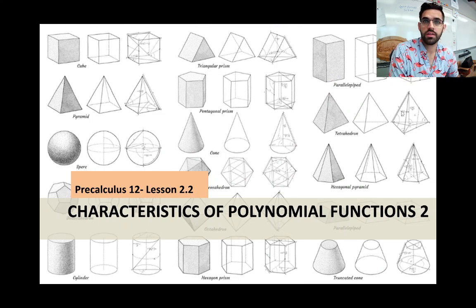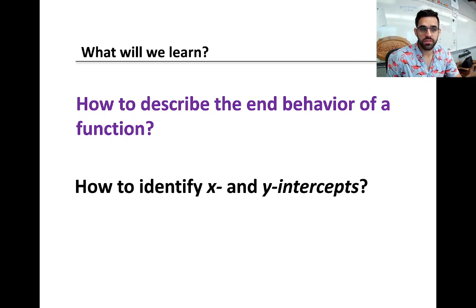This is lesson 2.2 of our Precalc 12 class. Unit 2 is called Polynomial Functions. Lesson 2 is called Characteristics of Polynomial Functions 2. In this lesson, we're going to talk about a few more words to describe polynomial functions, that being end behavior and intercepts.